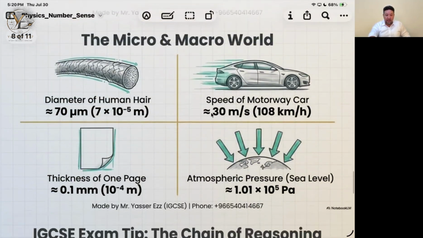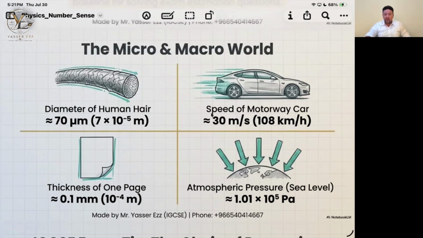Micro and macro world: you will see that the diameter of a human hair is about 70 micrometers, or 70 times 10 to the power of -6, or 7 times 10 to the power of -5 meters. The average speed of a car on the highway ranges between 30 to 40 meters per second, which is between 108 to 130 or 140 kilometers per hour. We know how to change between kilometers per hour and meters per second and vice versa. We studied it in the previous session.